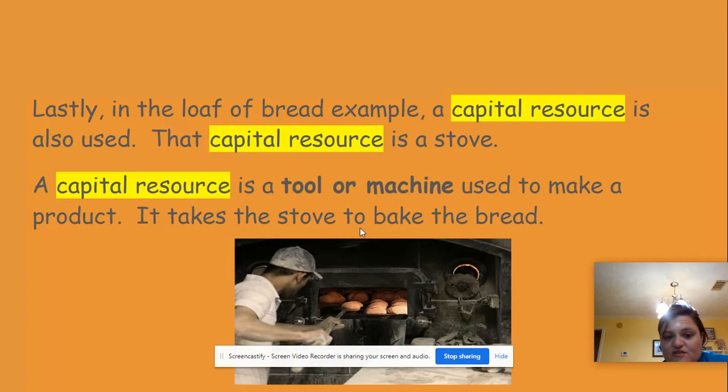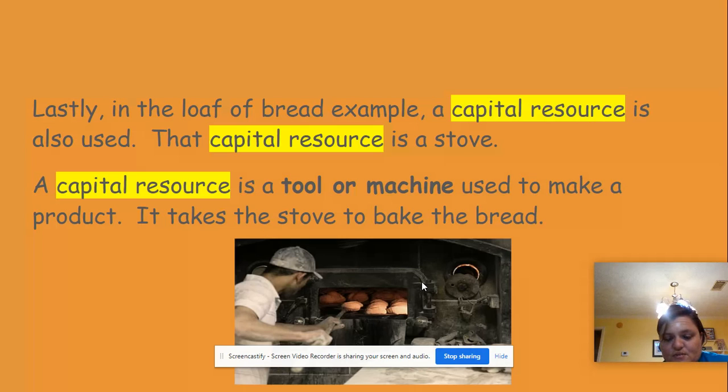And lastly, in the loaf of bread example, a capital resource is also used. In this case, the capital resource is a stove. A capital resource is a tool or machine that's used to make a product. It takes the stove to bake the bread.